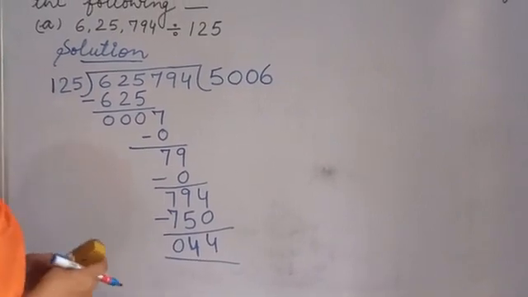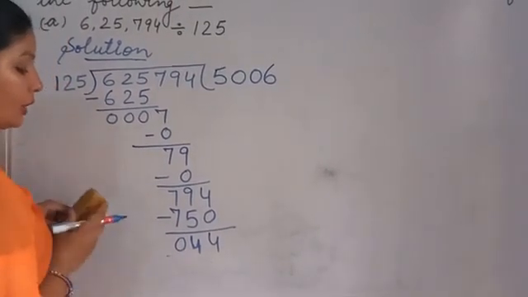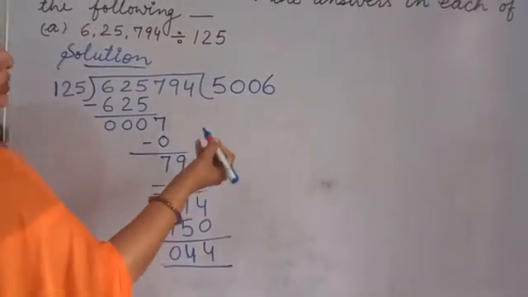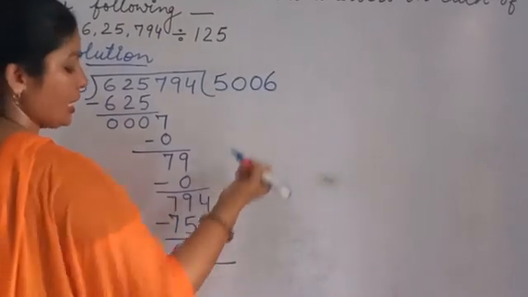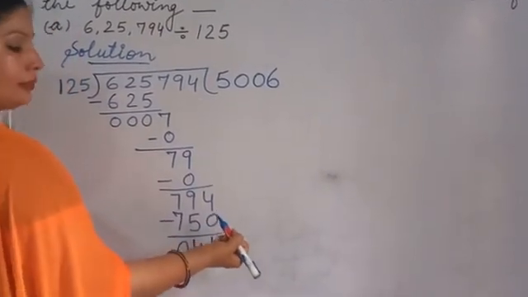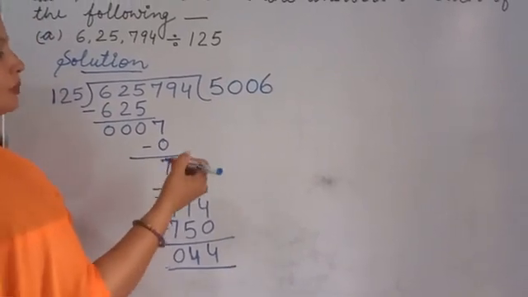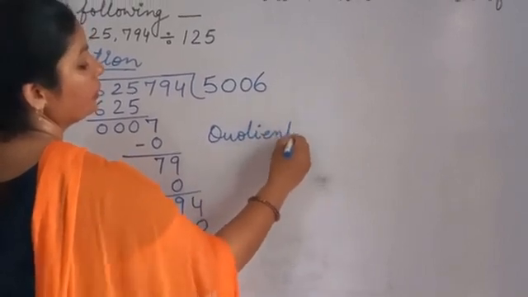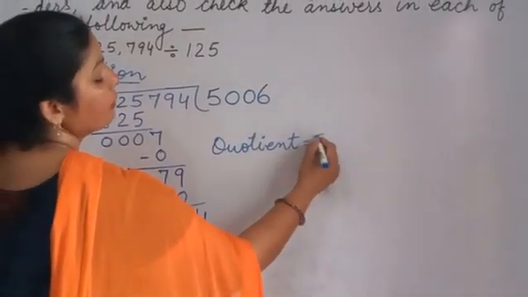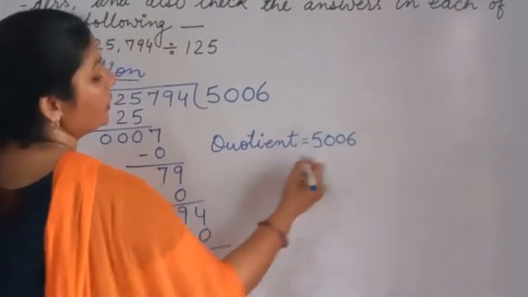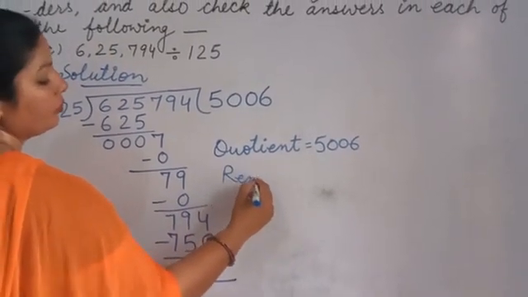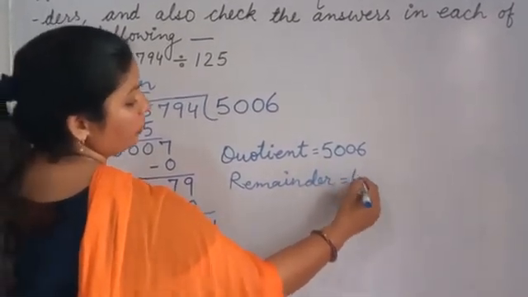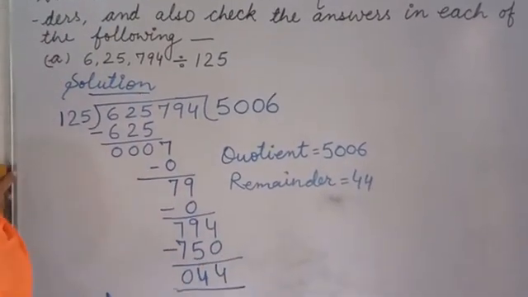That is not your answer, that is your remainder. What do we call the answer? Quotient is called answer. In division, quotient is called answer. So this is your answer, 5006. And this is our remainder. The number left over after division is the remainder. So what's your quotient here? We write quotient equals 5006. And remainder, what's your remainder here? 44. That's your remainder.